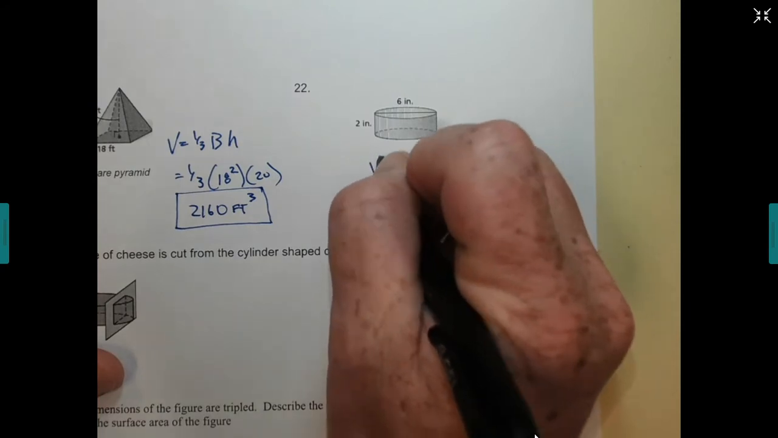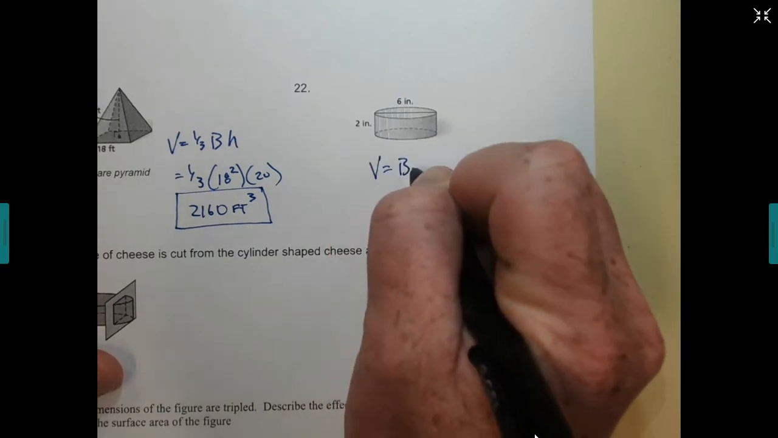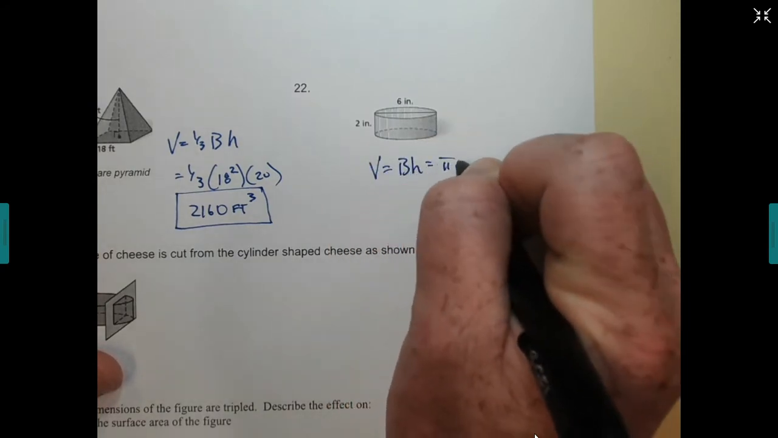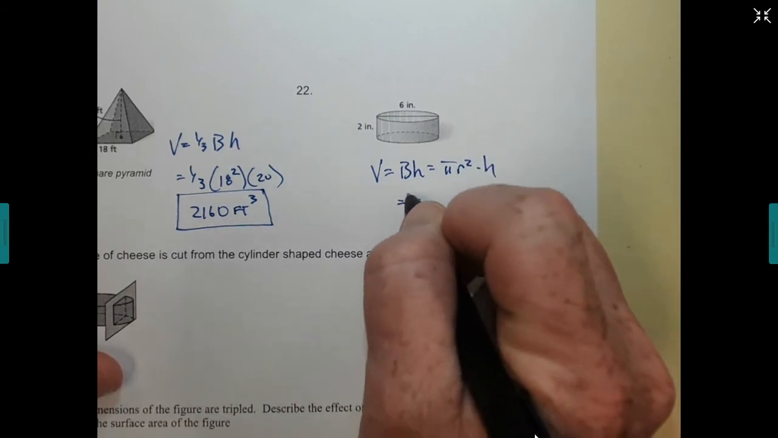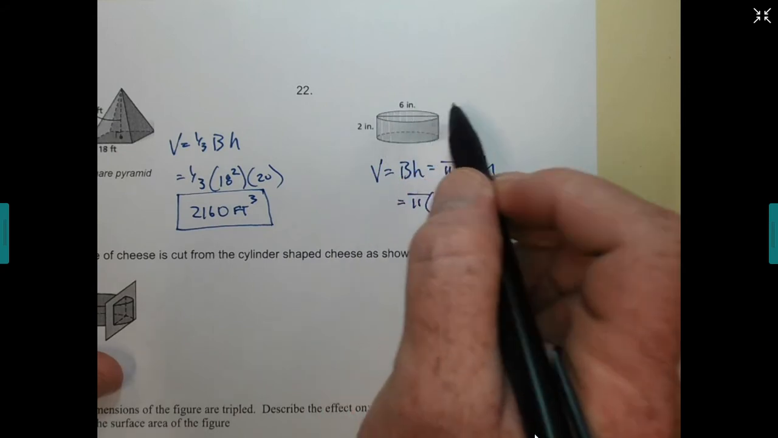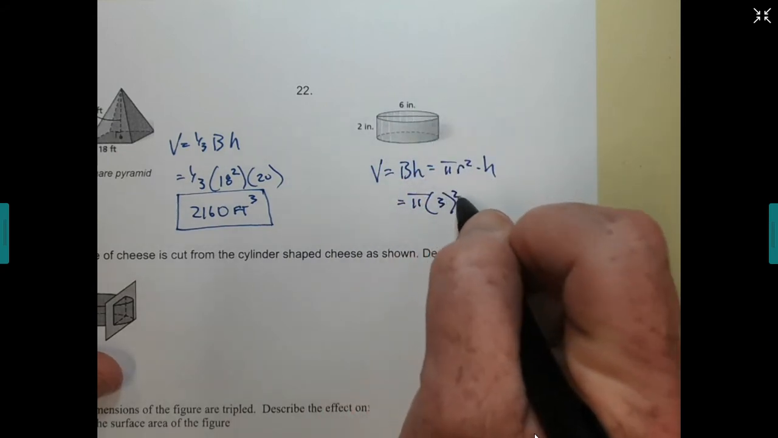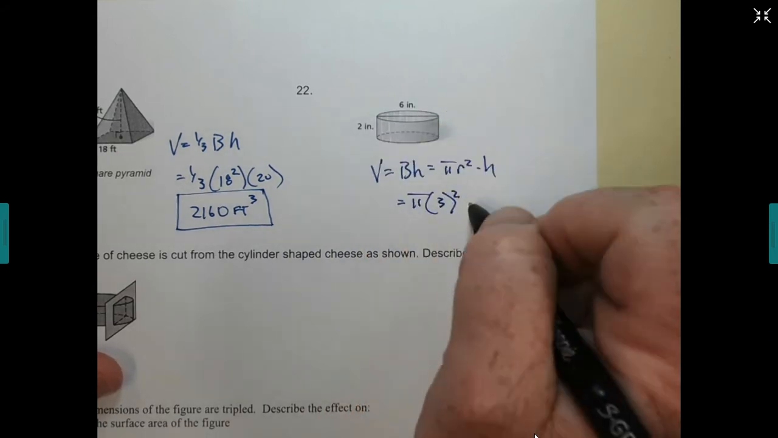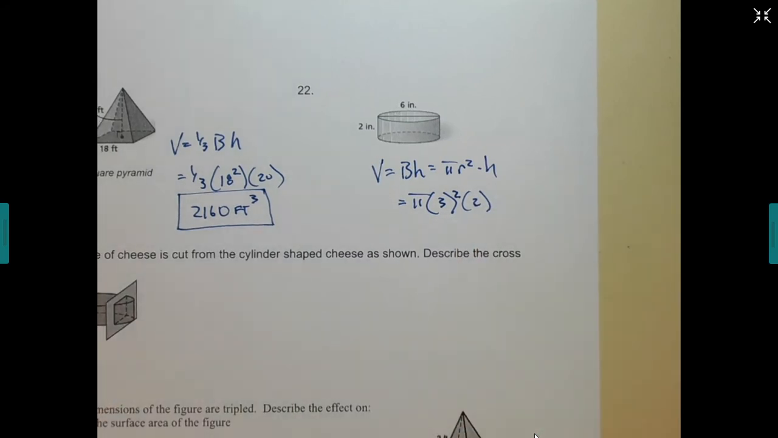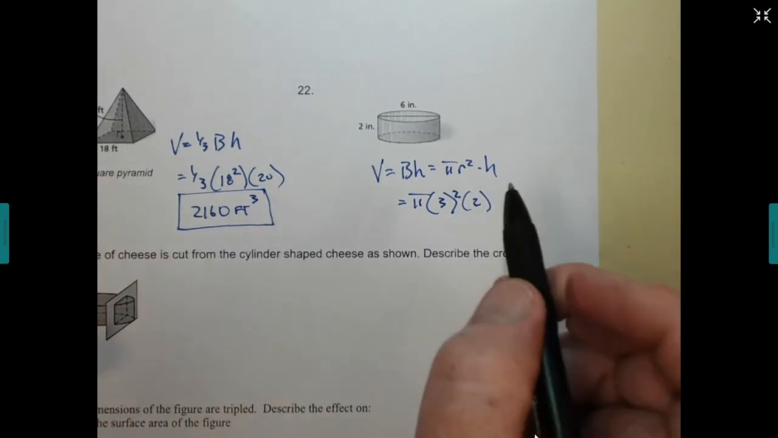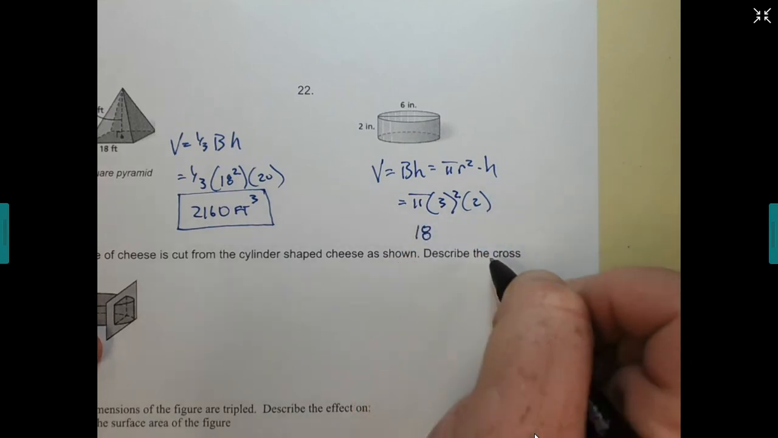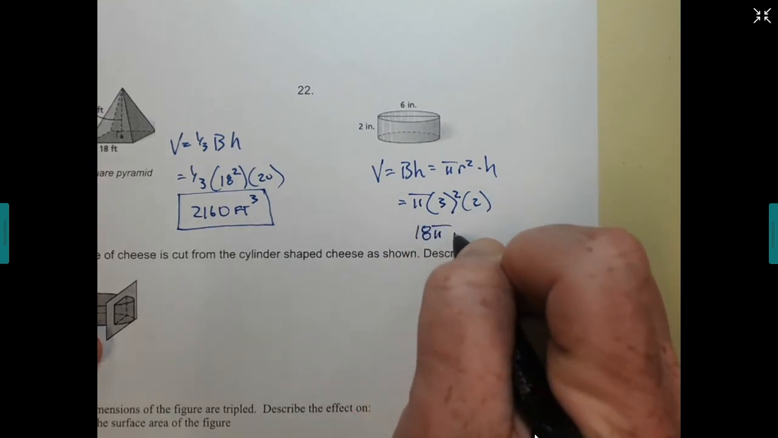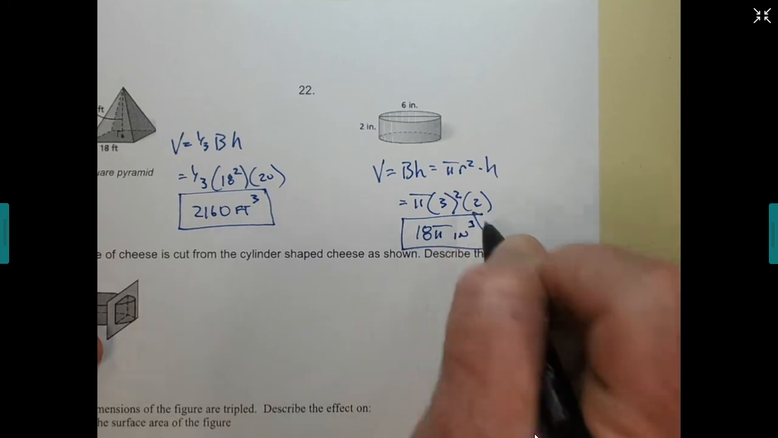Here we're going area of the base times the height. The area of the base will be pi r squared. So pi times the radius is going to be half of 6. The height is going to be 2. Very nice. They didn't hide anything from me. 3 squared is 9. This is going to be 18 pi cubic inches.